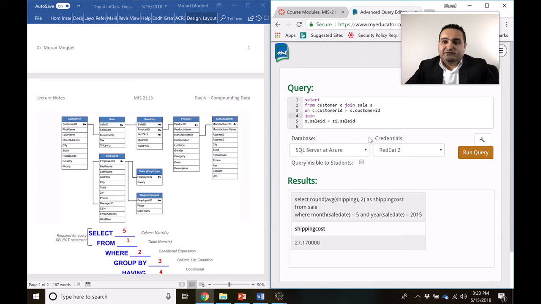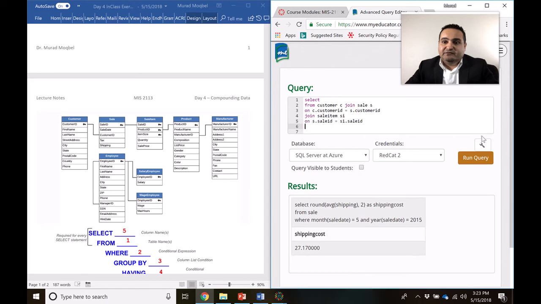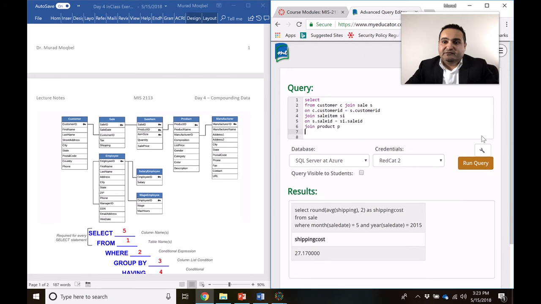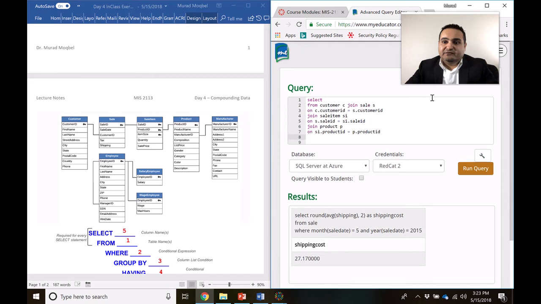So join, I need to include the name of these tables, sale item si, and then I will say on sale ID equals si dot sale ID, then join product p on si dot, the common key is product ID equals p dot product ID. So now I joined them.